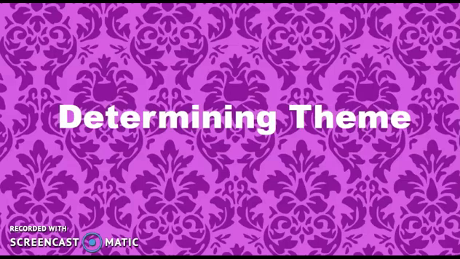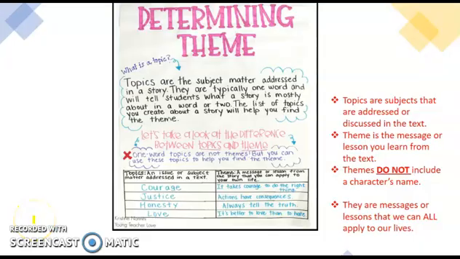All right, everyone. So today we are going to be discussing how to determine theme from text. Before we determine the theme, I want to take some time to review the difference between a topic and a theme. Remember, topics are the subject matter addressed in a story, and they're usually one word, and they'll tell you what the story is mostly about in one word or two.